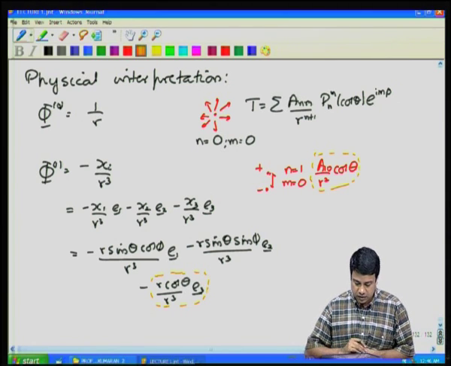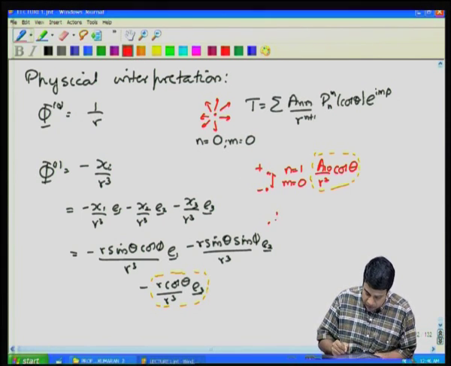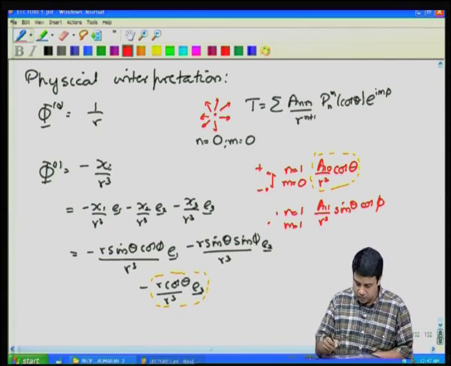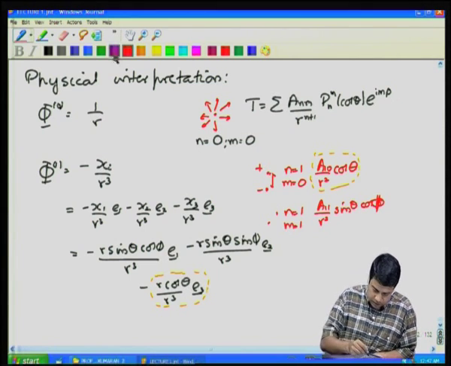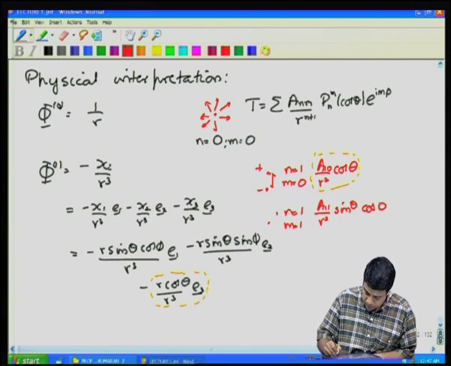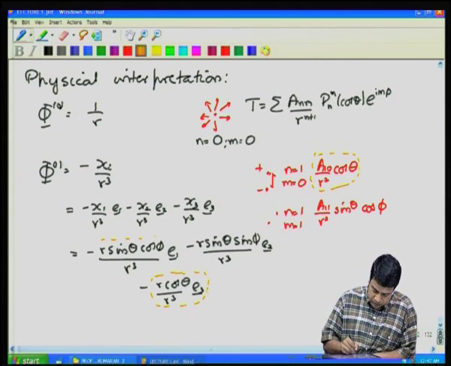Okay. Then I had 2 solutions along the x 1 direction, n is equal to 1, m is equal to 1. I had a solution which was a 1 1 by r square sin theta cos phi. This one is identical to the solution here.